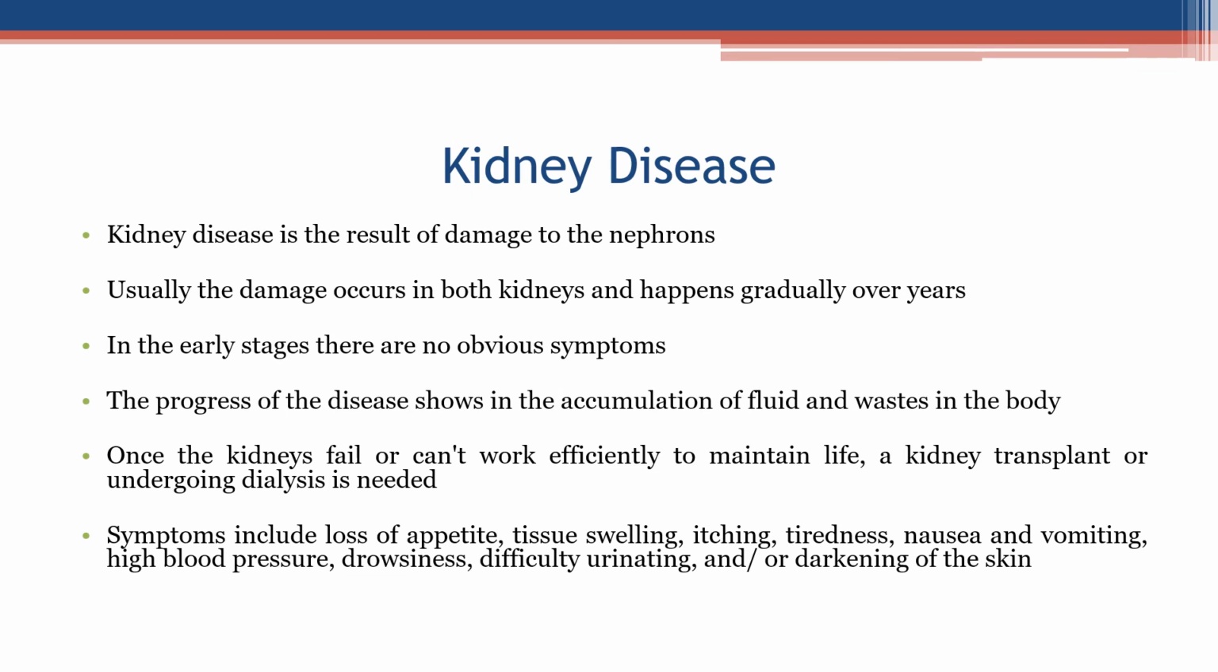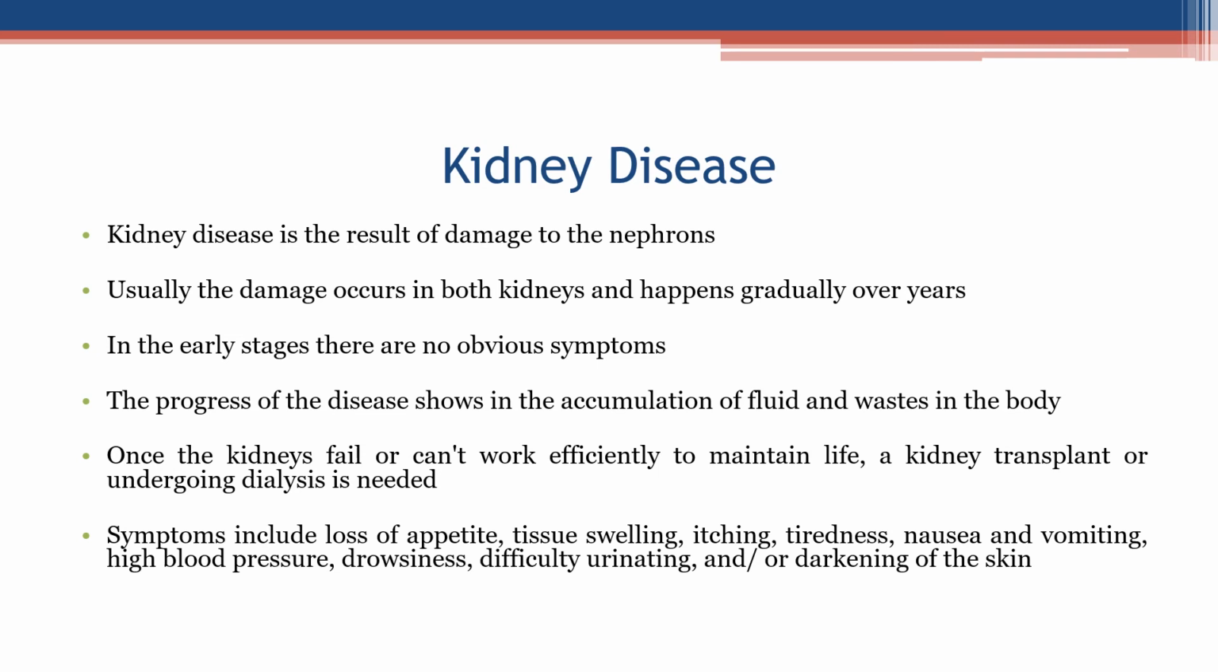Kidney disease. Kidney disease is the result of damage to the nephrons. Usually, the damage occurs in both kidneys and happens gradually over years. In the early stages, there are no obvious symptoms. The progress of the disease shows in the accumulation of fluid and wastes in the body. Once the kidneys fail or can't work efficiently to maintain life, a kidney transplant or dialysis is needed.